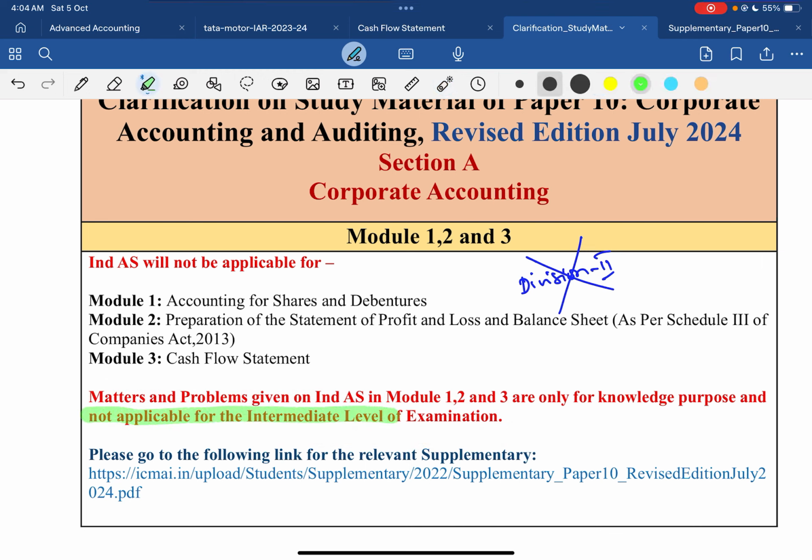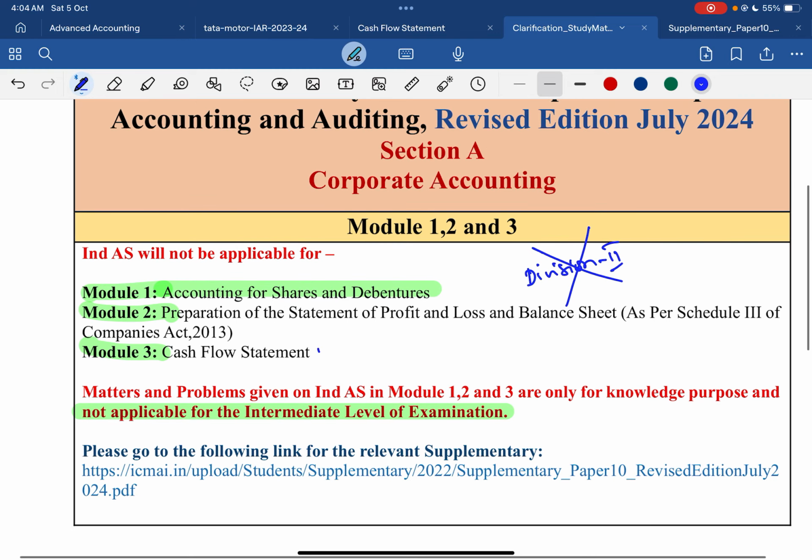Guys, this is the most important line which will save most of your time. Module 1, module 2, module 3. Sir, for cash flow, shall I study only AS 3? Yes, it is more than sufficient. Sir, Schedule 3, Division 1 only you should study.